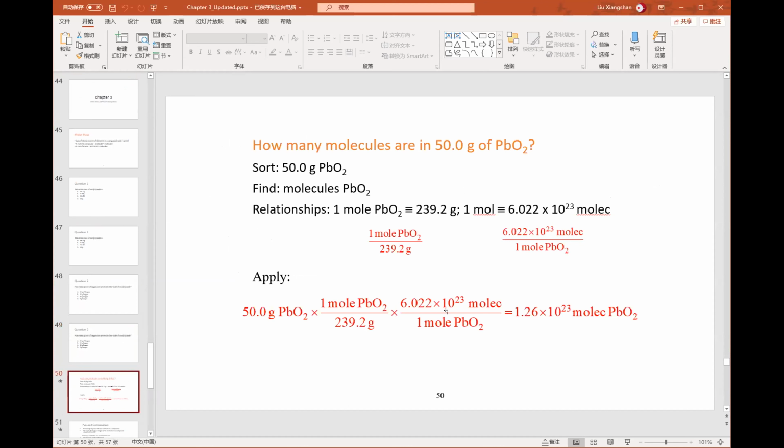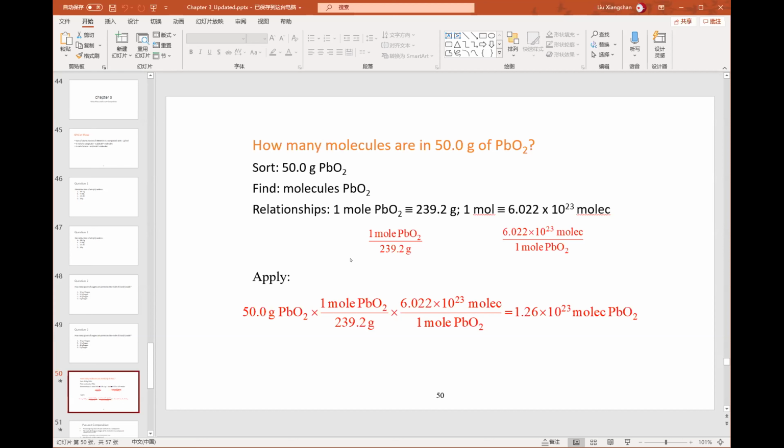And then it's a combined question. How many molecules are in 50 grams of PbO2? How to do that? From the 50 grams, you need to find the molecules of this compound. 1 mole equals 239.2 gram, which is converted from the molar mass. And 1 mole also equals 6.022 times 10 to the 23 molecules.